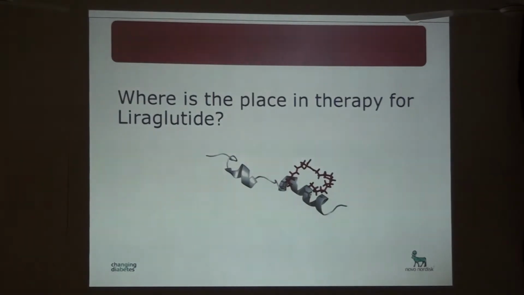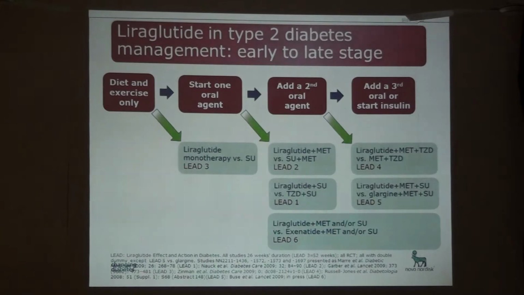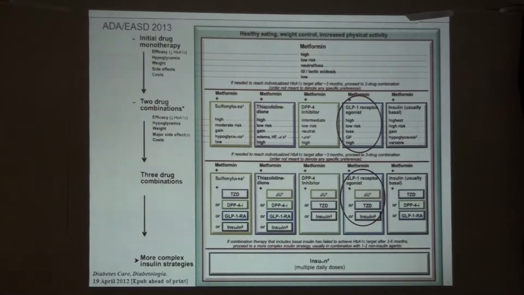So how is liraglutide placed in therapy? Anywhere. You can start it off as monotherapy. You can give it after one agent, that is, metformin failure. You can give it in combination with 2 oral agents as well. Is it approved for monotherapy? Yes, it is approved for monotherapy, very much so.